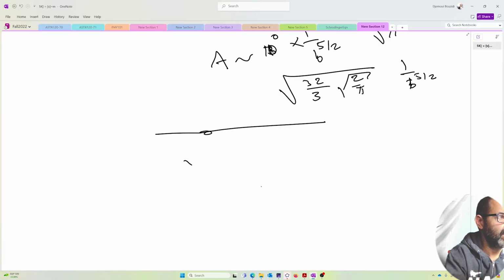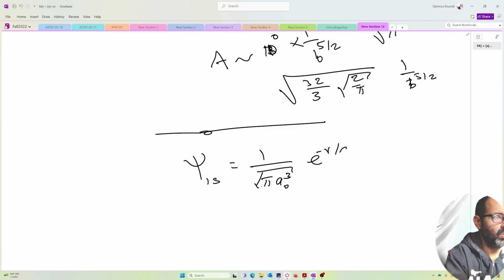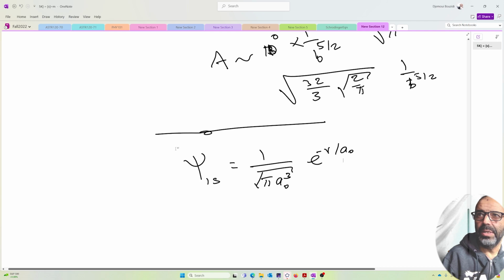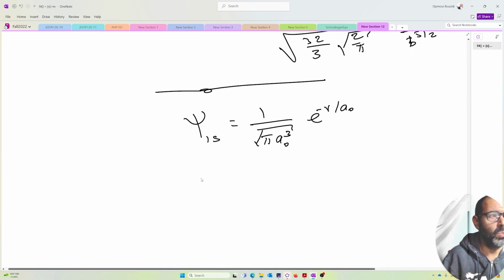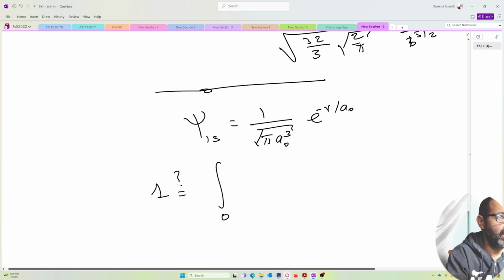So psi 1s, the 1s state, is equal to 1 over the square root of pi a naught cubed, times the exponential of negative r over a naught, where a naught is a significant dimensional number in this case, which turned out to be exactly Niels Bohr's radius for the hydrogen atom. Anyway, we're checking in here. We're not saying it is, but we are checking. So this is not a statement, but rather a question.